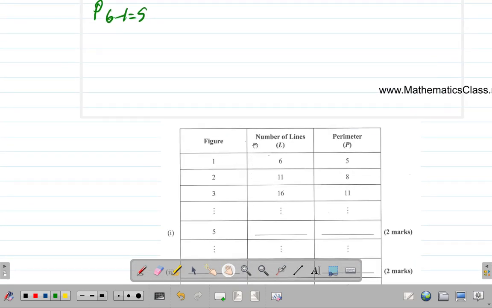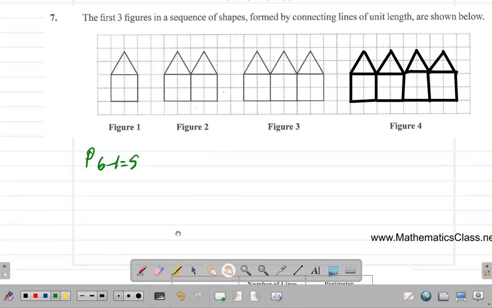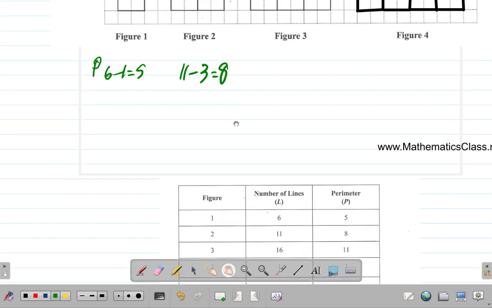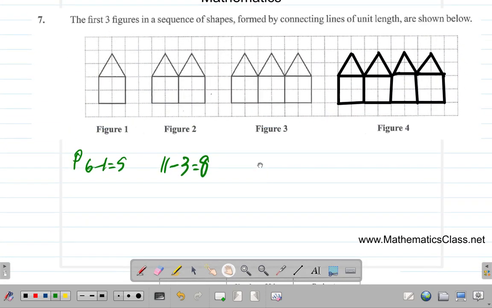Figure 2 has 11 lines and a perimeter of 8. When you come to the perimeter, you leave out the lines inside, because they are not part of the perimeter. So really, 11 minus 3 equals 8. Figure 3 has 16 lines and a perimeter of 11. The inside lines are 1, 2, 3, 4, 5, so 16 minus 5 equals 11.